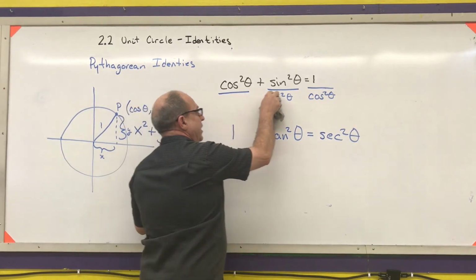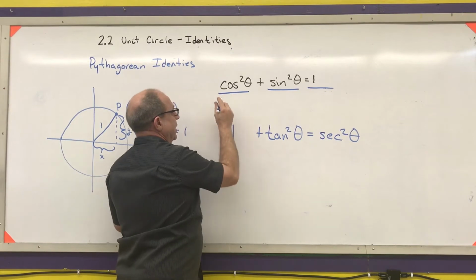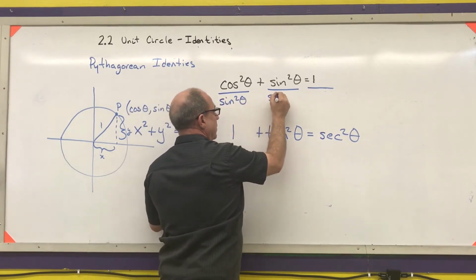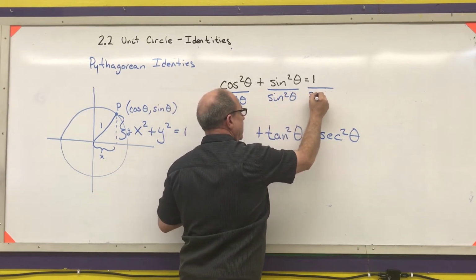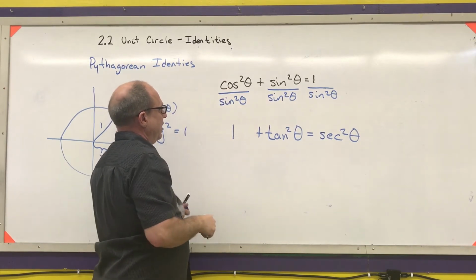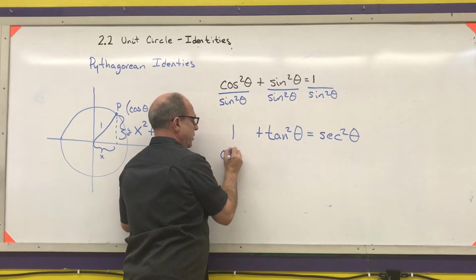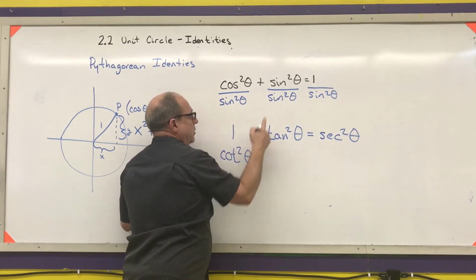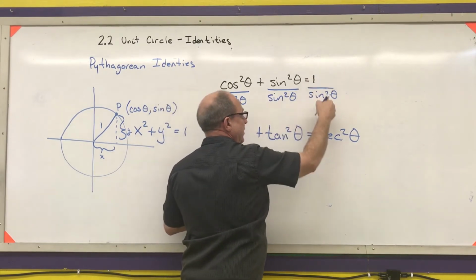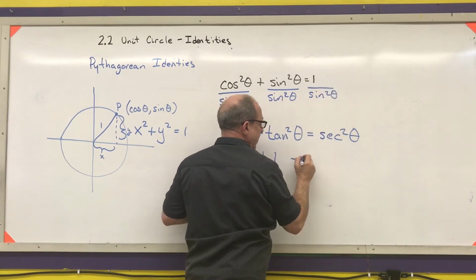The third Pythagorean identity I am going to get by dividing everything by sine squared theta. Cosine over sine is cotangent. So cosine squared over sine squared is cotangent squared. Any number divided by itself is 1. And 1 over sine is cosecant, so 1 over sine squared is cosecant squared.